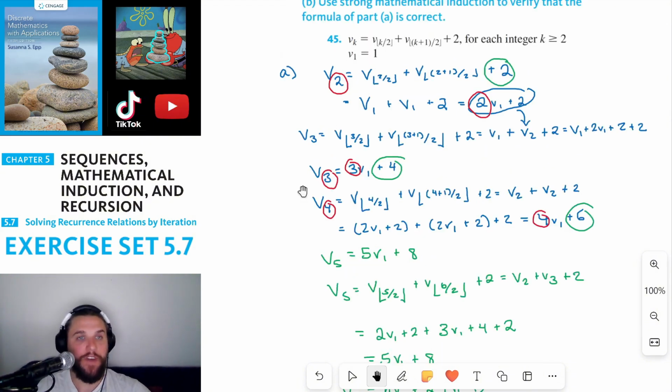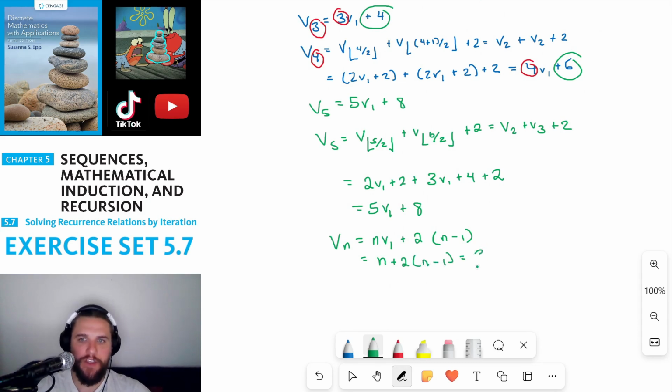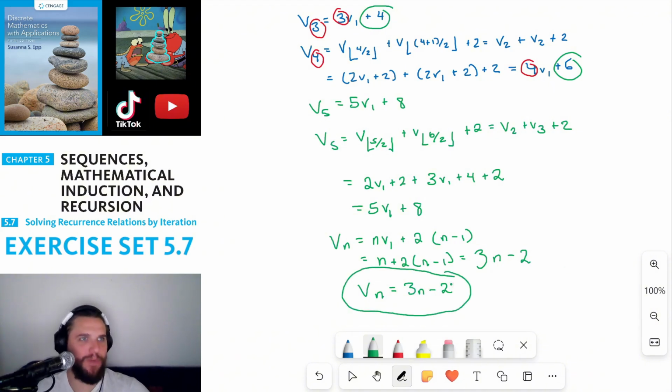And we can substitute v sub 1 equals 1 into this expression to get n plus 2 times n minus 1, which simplifies to 3n minus 2. So v sub n is just 3n minus 2. Now, that's actually quite a surprisingly simple explicit formula for part A, but that's the solution to part A.